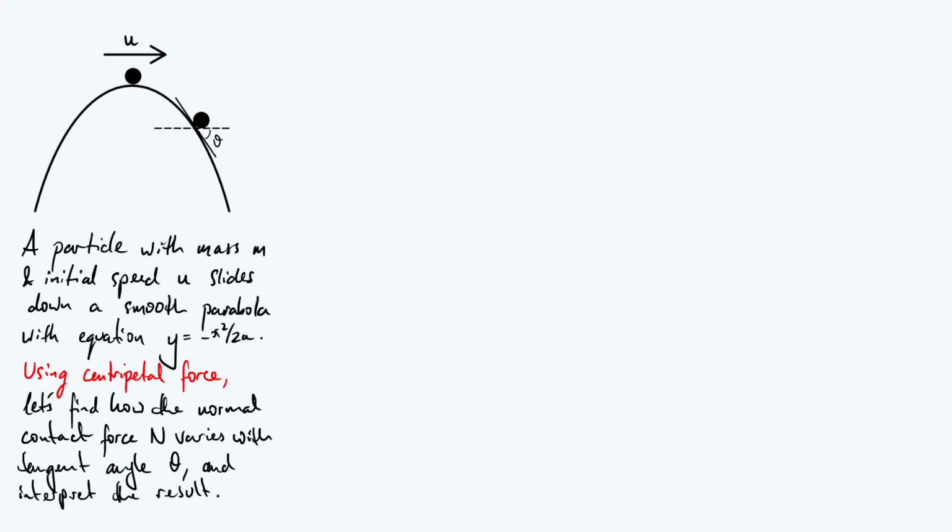Hi everyone. So in the last video, we used Lagrangian mechanics to solve this problem involving a particle sliding down a smooth parabolic surface, and specifically we found how the normal contact force acting on the particle varies with the tangent angle theta as defined on the diagram that you see here. So in this video, we're going to solve the same problem but using a totally different method.